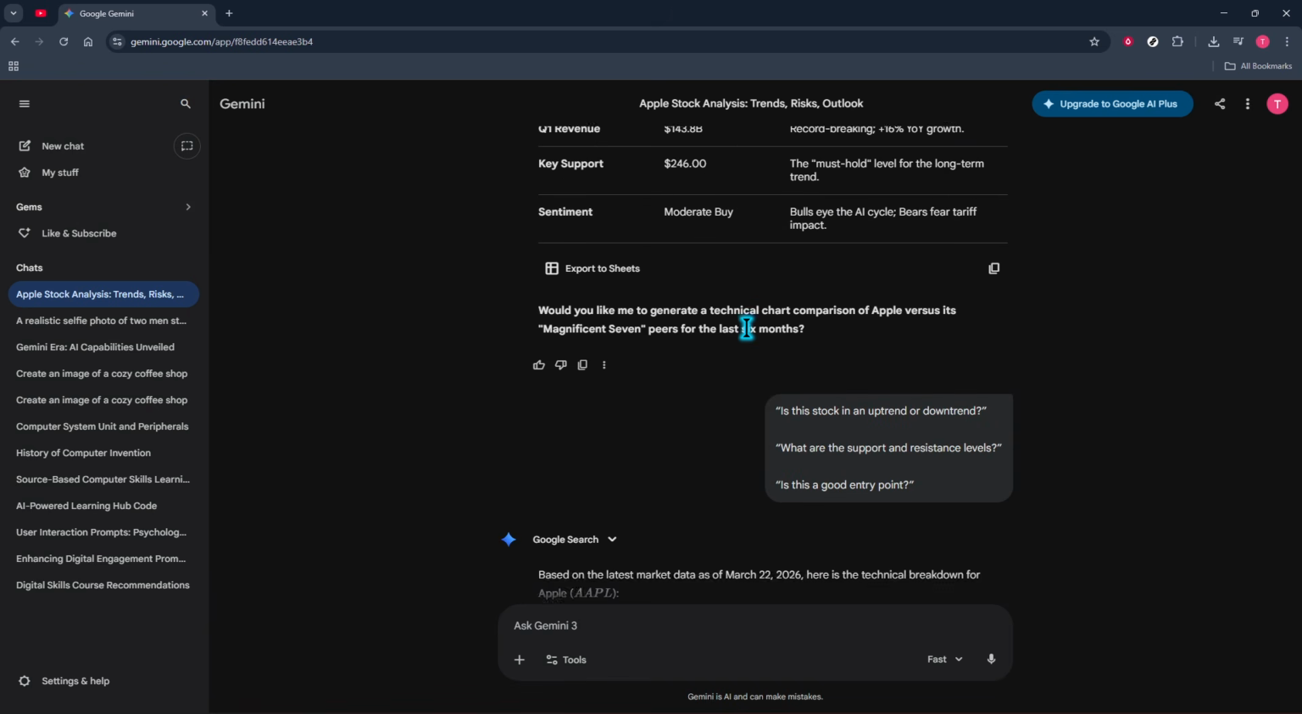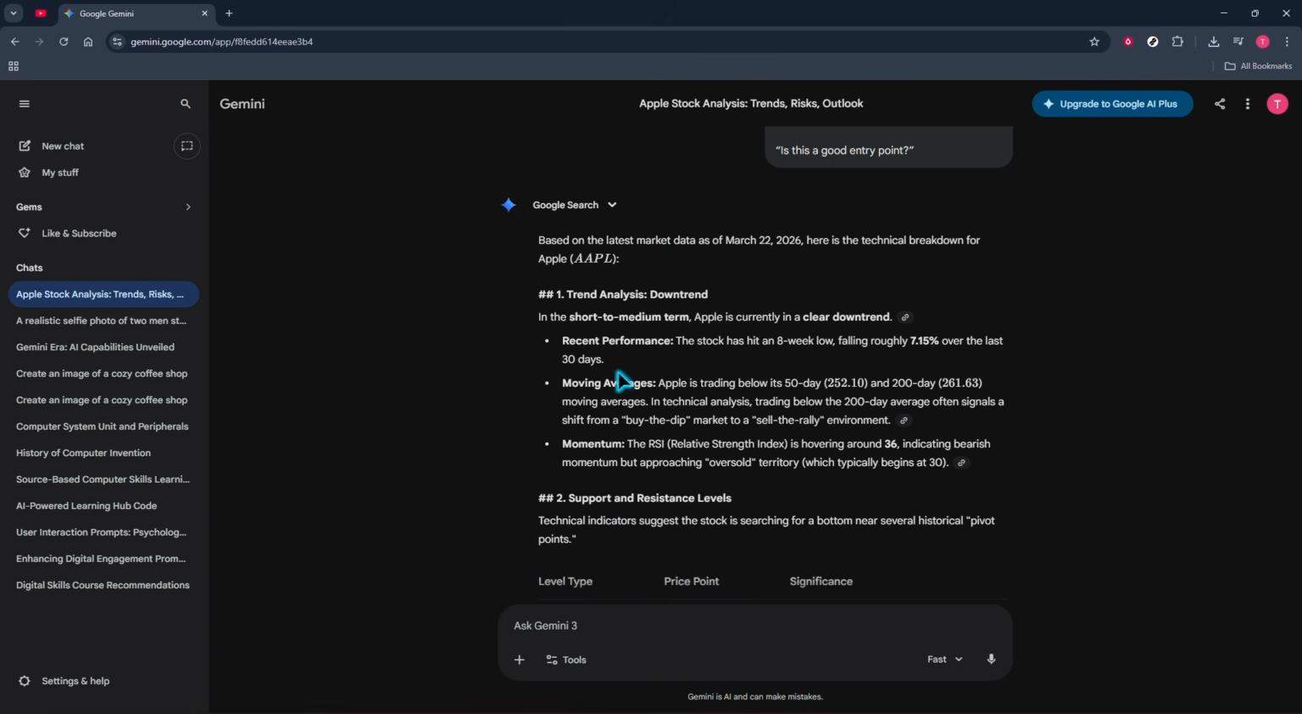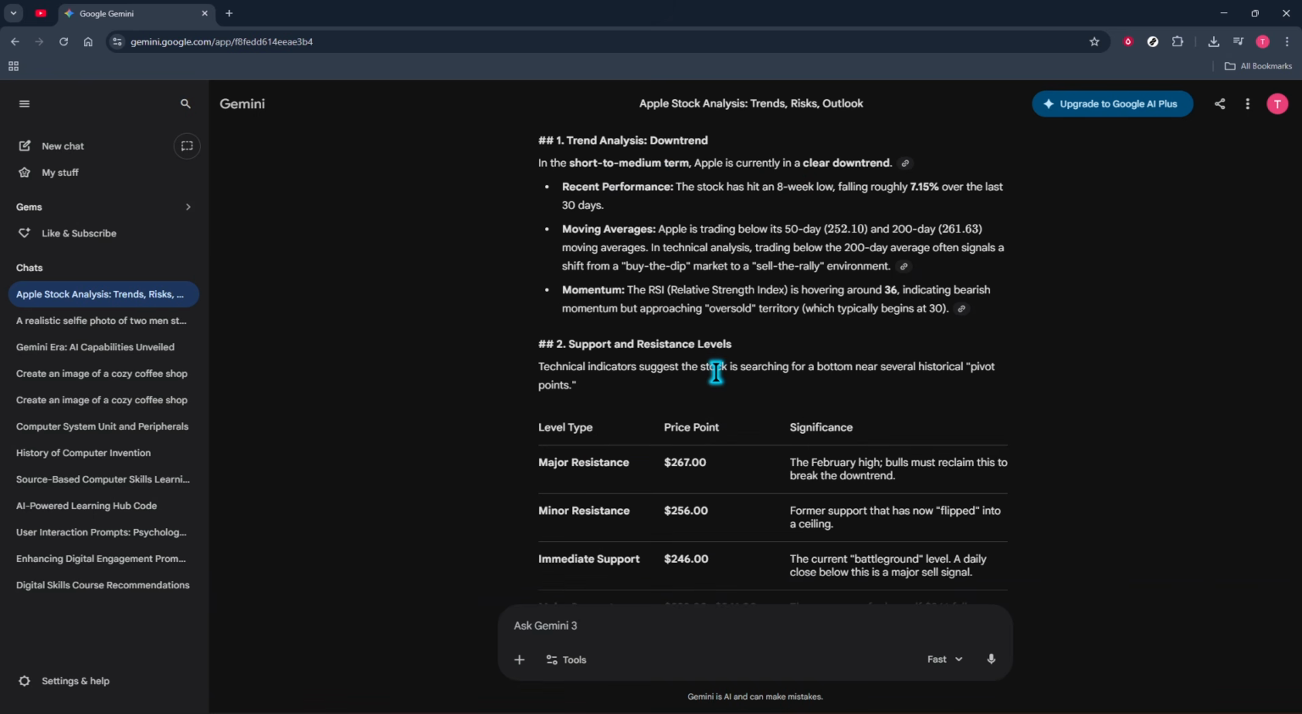When you're looking at a chart, ask Gemini targeted questions to interpret what you see. Try, is this stock in an uptrend or downtrend? What are the support and resistance levels? Or is this a good entry point? Gemini will explain chart patterns and levels in plain language. Use those explanations as context. Entry points and risk levels still depend on your plan and tolerance for volatility.